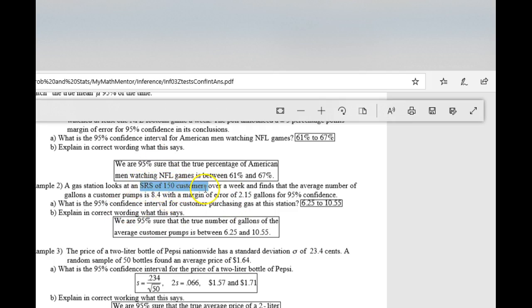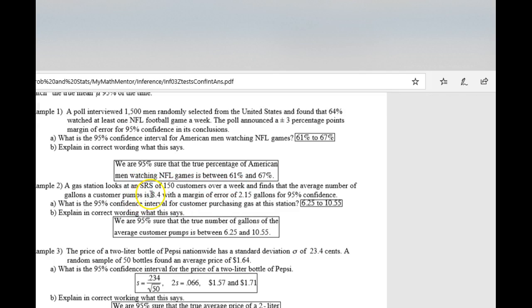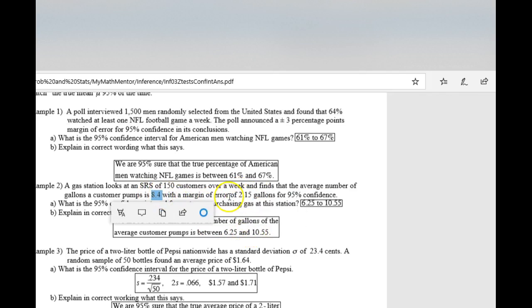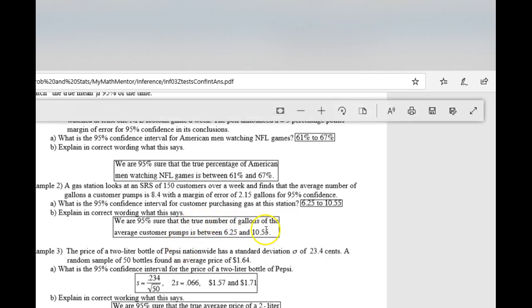Likewise, here we have a simple random sample of 150 customers going to a gas station. The average is 8.4 gallons, and a margin of error, MOE, of 2.15 gallons for 95% confidence, which already includes standard deviation and sample size. So all we're simply doing is adding the margin of error to 8.4 and subtracting it from 8.4, and we're getting this confidence interval. So we're 95% sure that the true average amount of gallons pumped will be somewhere between 6.25 and 10.55 gallons.